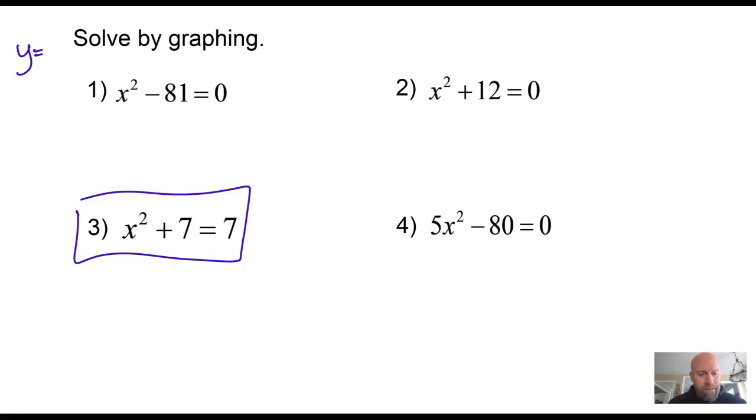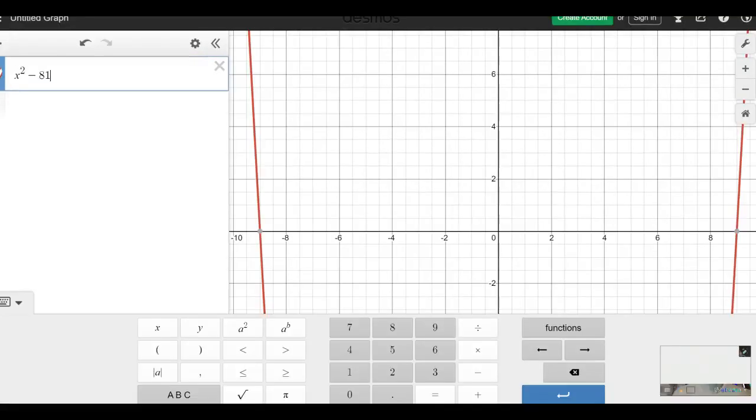That one says x squared plus 7 equals 7. You can really only solve by graphing if your function is equal to 0. So take a side note that in number 3, when we get to that problem, we're going to have to manipulate it so that it is actually equal to 0. Okay, so let's go ahead and jump over to Desmos now.